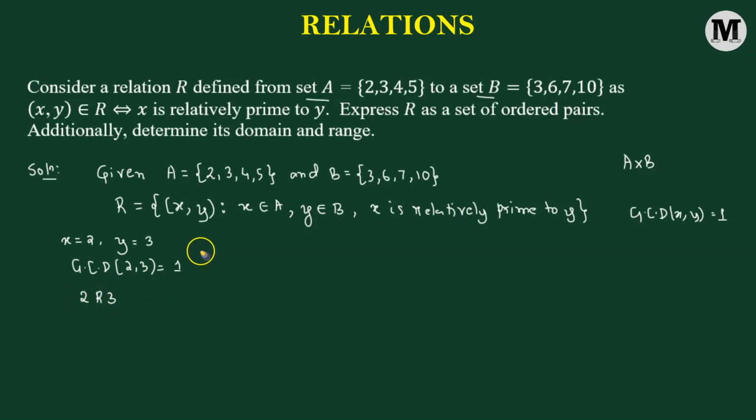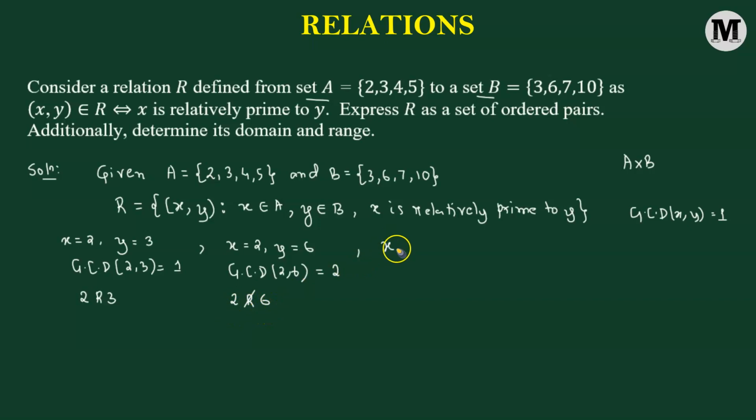Fine. Next, what are the possibilities? If we consider x equal to 2, can we pick y equal to 6? No, y cannot be 6. That's because the greatest common divisor of 2 and 6 is equal to 2. Since we have a number which is not equal to 1, clearly 2 is not going to be related to 6. 2 and 6 are not relatively prime.